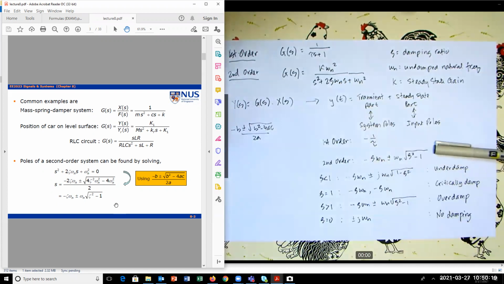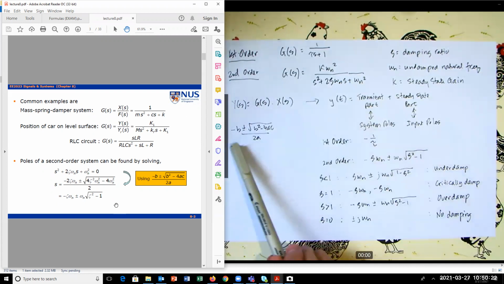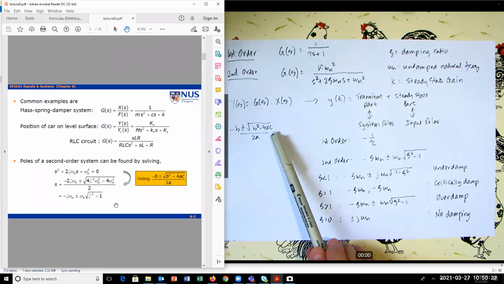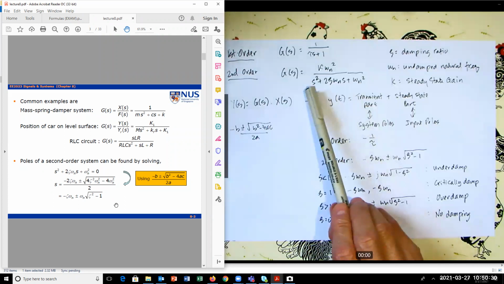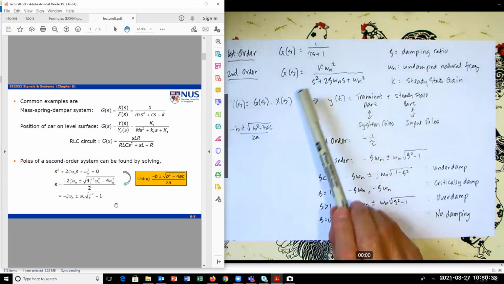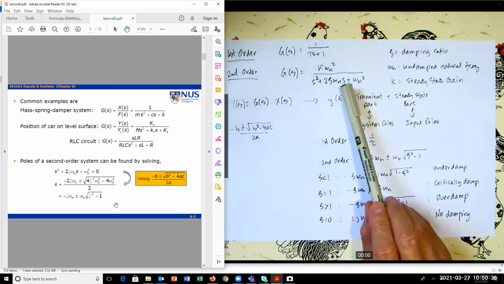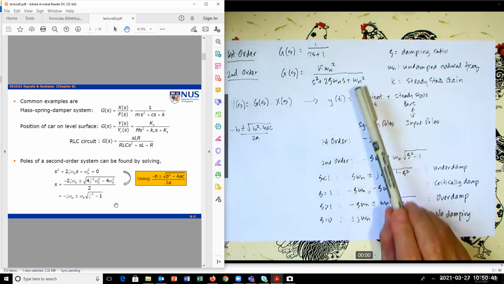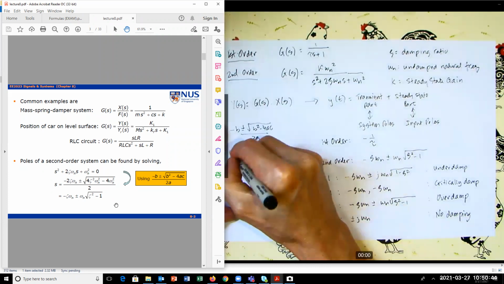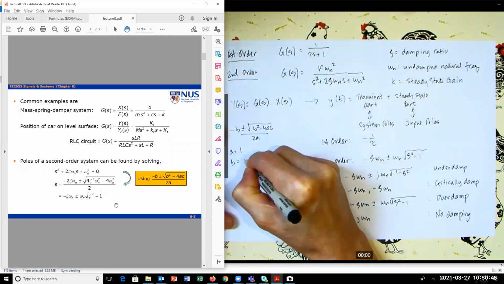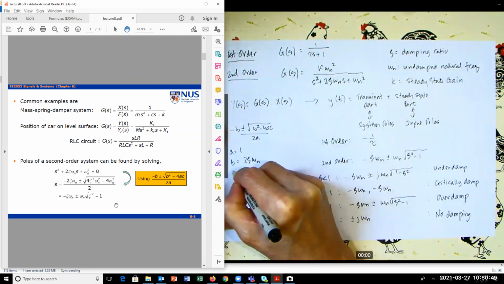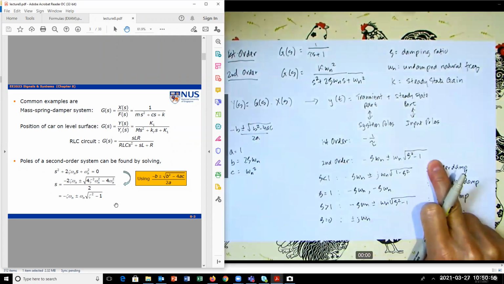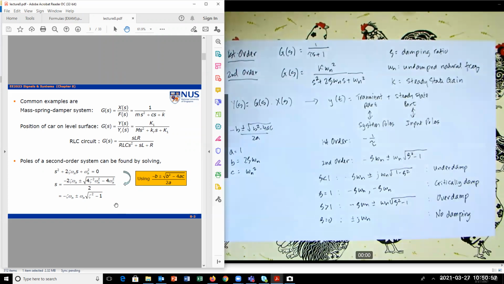which are obtained by applying minus b plus or minus square root of b squared minus 4ac. And I hope all of you know this. So in this case, what is A? A is 1 because it's s squared. What is B? B is 2 zeta omega n. And what is C? C is omega n squared. All right, let me just write it down here. A is 1, B is 2 zeta omega n, and C is omega n squared. You apply it into this formula, you get your roots, which is given by this formula here. All right, so those are your poles.